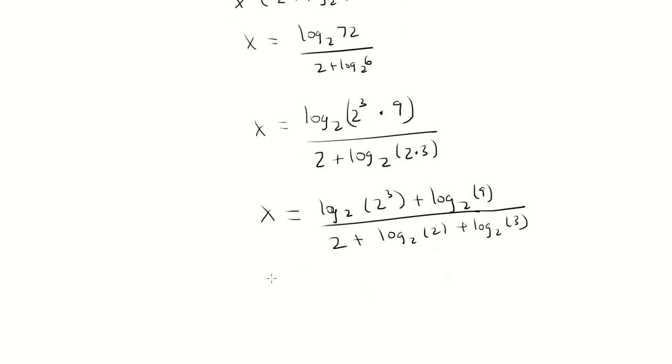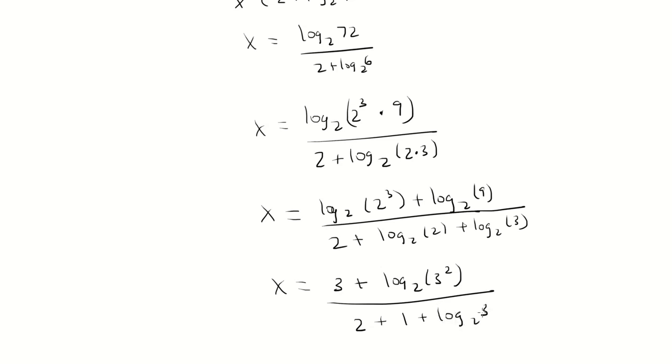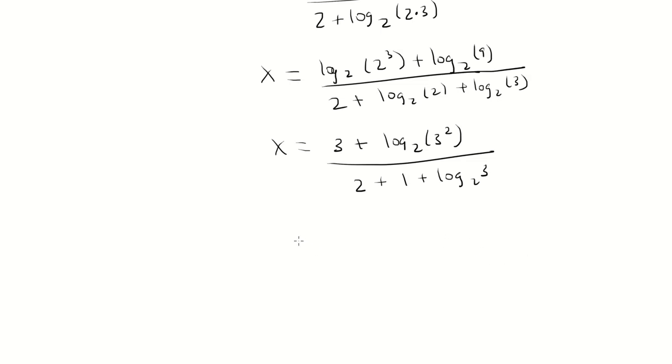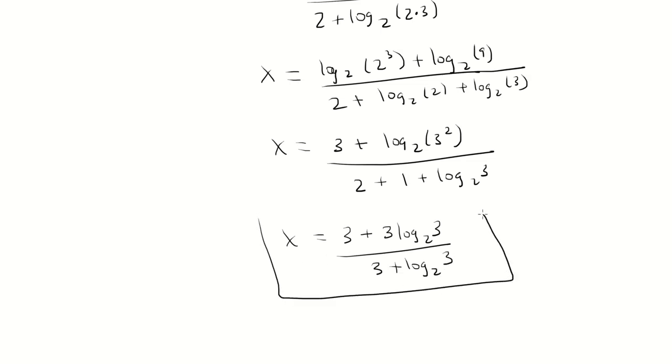And then log base 2 of 2 cubed, that's going to be 3. And then log base 2 of 9 is the same thing as log base 2 of 3 squared. Log base 2 of 2 is 1. And then we have log base 2 of 3. So then log base 2 of 3 squared is just 2 log base 2 of 3. And that's going to be over 3 plus log base 2 of 3. And so this is the x-coordinate.